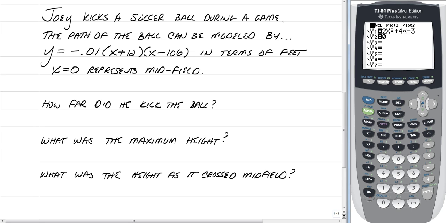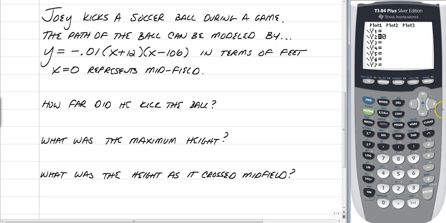in terms of feet. X equals 0 represents midfield. So midfield is the middle line of a soccer field. And we're going to use our graphing calculator and what we just learned how to do to answer a few questions. How far did he kick the ball? Which you probably already know the answer to if you understand intercept form. What was the maximum height of the ball? And what was the height of the ball as it crossed midfield?